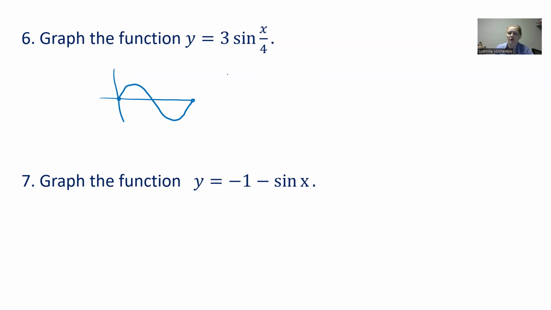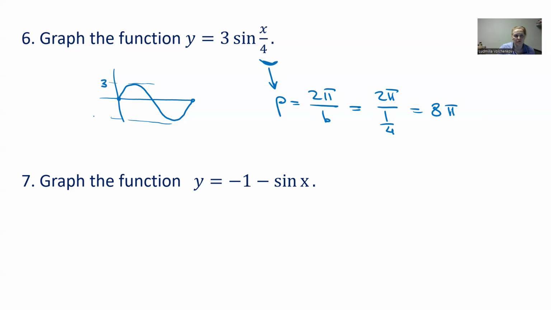Okay, then we need to know the period of the sine. The period can be determined as 2 pi divided by b. b is 1/4 here. 2 pi divided by 1/4 is 8 pi. And it oscillates between 3 and -3, since amplitude is 3.